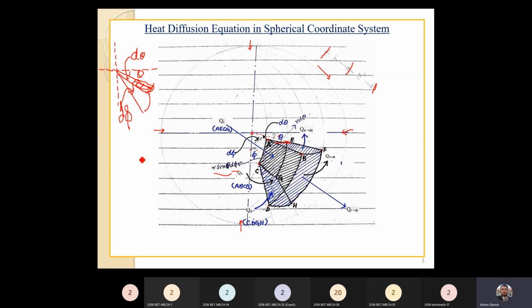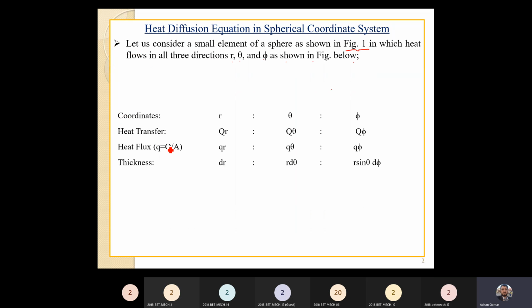Okay students, we are proceeding to our next slides. From here, let's see what are the coordinates mentioned in this figure. The coordinates are r, theta and phi. And for heat transfer, you can see the figure available with you. In r direction it is Qr, Q theta, and in phi direction it is Q phi. And the heat flux in r, theta and phi direction is small qr, small q theta and small q phi.